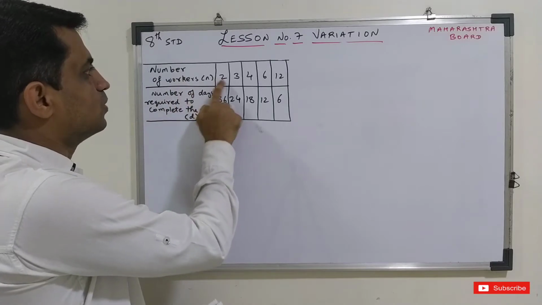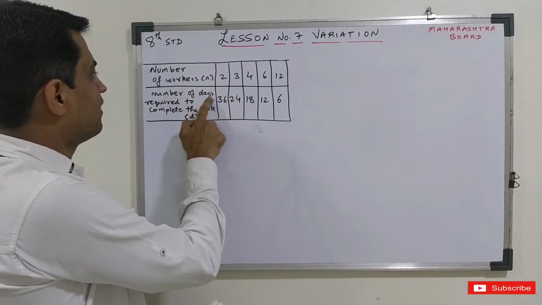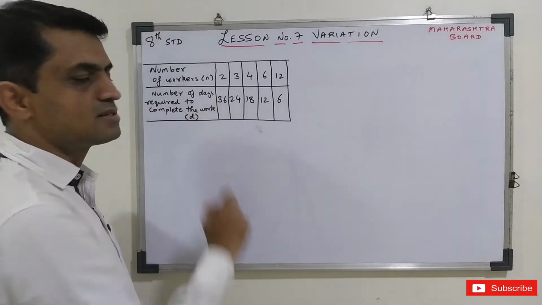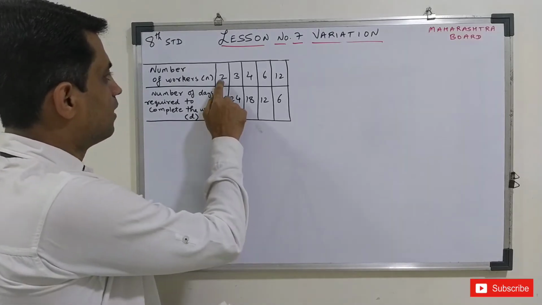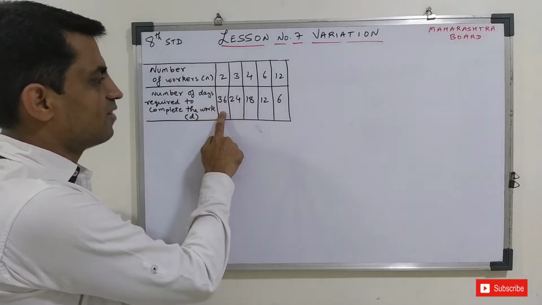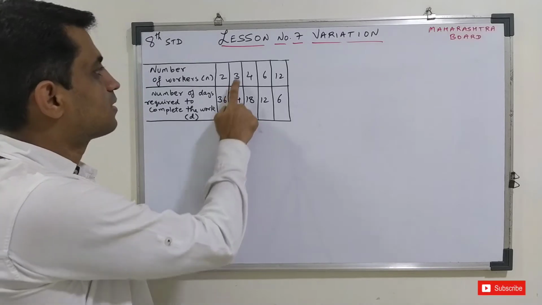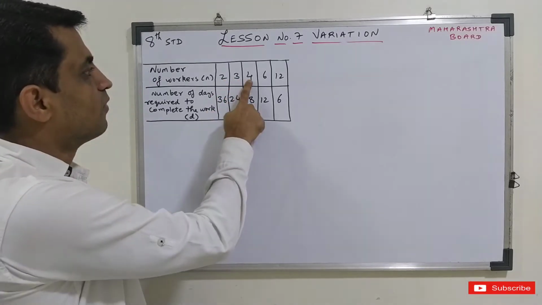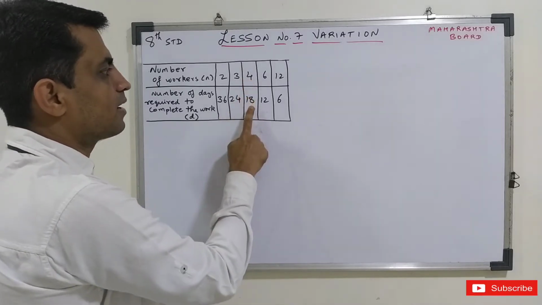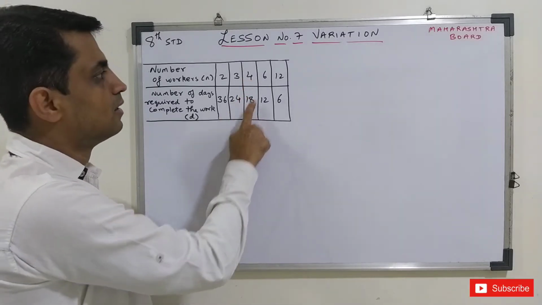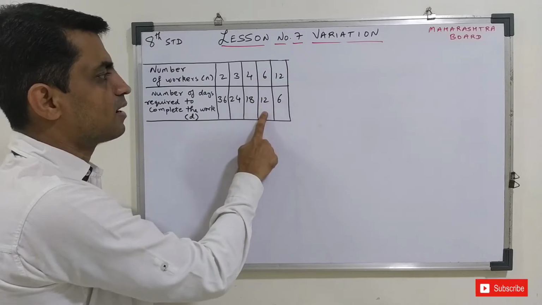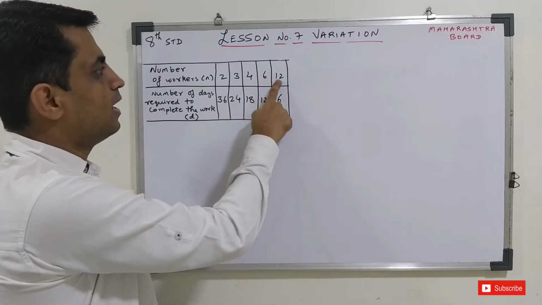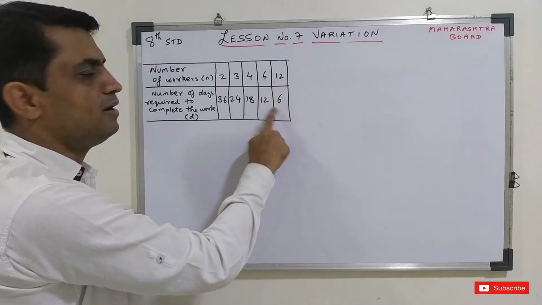Number of workers is 2. Number of days required to complete the work is 36. Here 2 workers are there, the work will be completed in 36 days. 3 workers are there, the work will be completed in 24 days. 4 workers, 18 days. 6 workers, 12 days. 12 workers, 6 days.